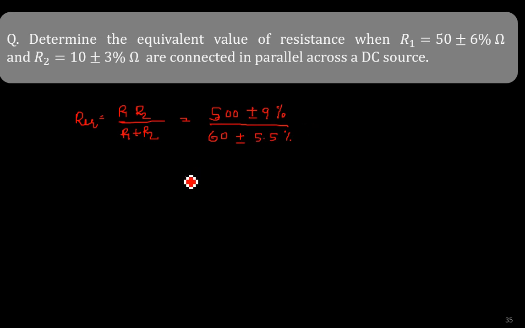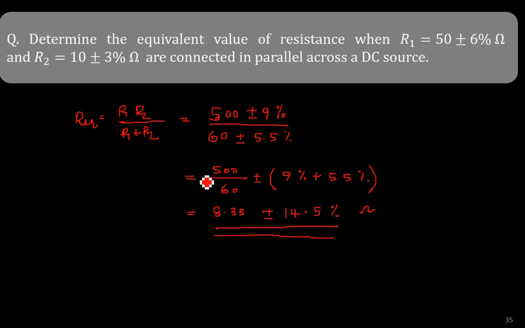Now how will you simplify this? That is 500 by 60. This you can directly do. When you divide these terms, what will you get for the error? 9% plus 5.5%. So you will get the value 8.33 plus or minus 14.5%, this many ohms.